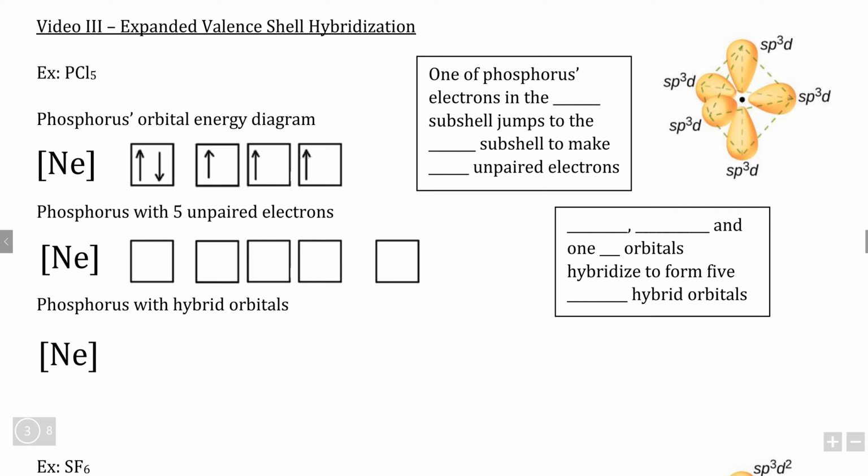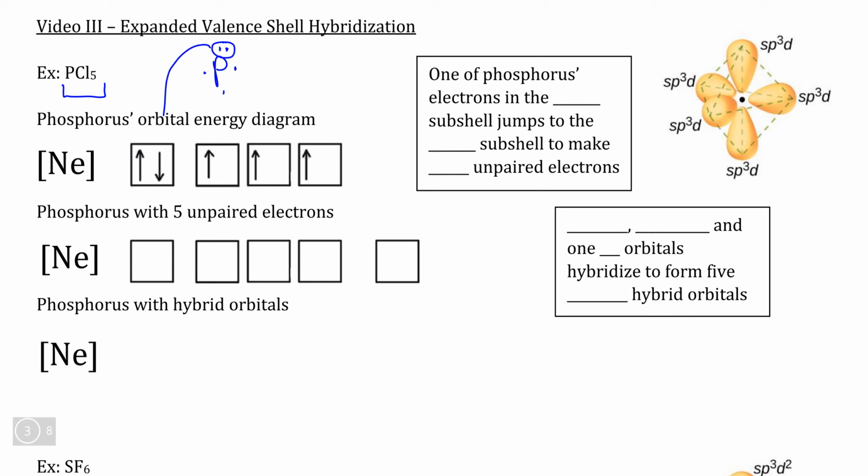In this video, we're going to explain how expanded valence shells form and why they cannot form below a certain energy level. The first example of a compound with an expanded valence shell that we'll look at is PCl5. If we examine phosphorus's orbital energy diagram, we see that it corresponds exactly with phosphorus's Lewis structure.